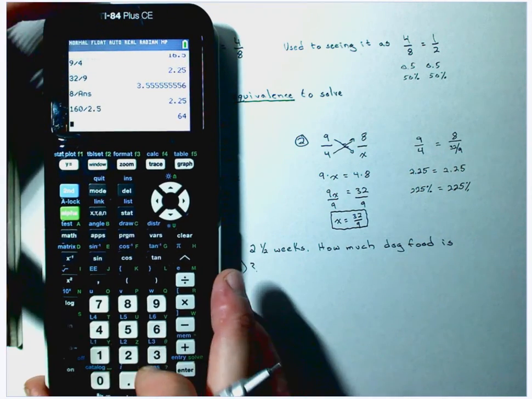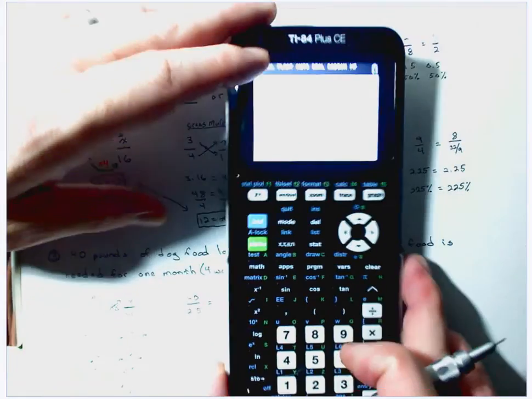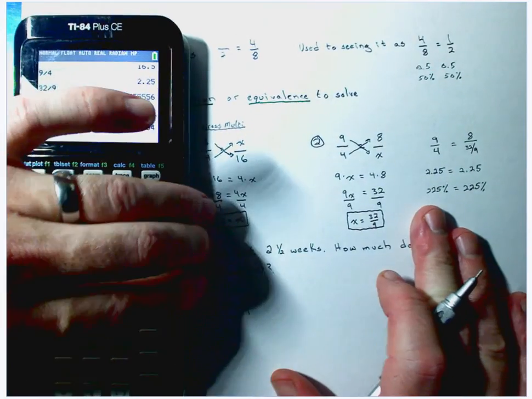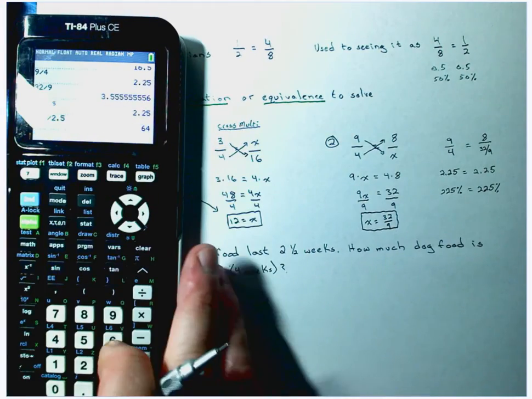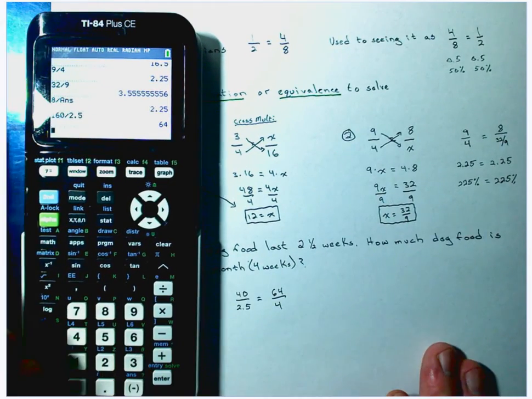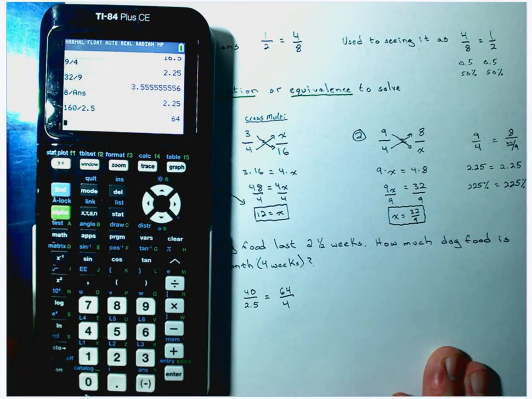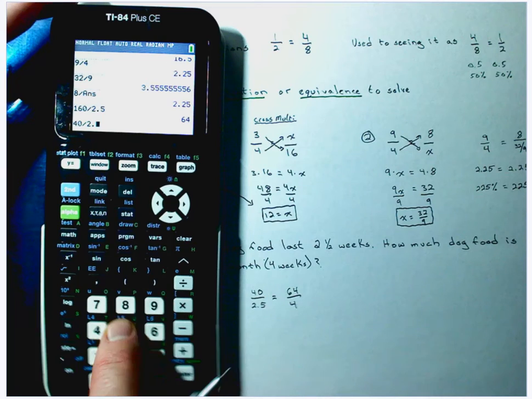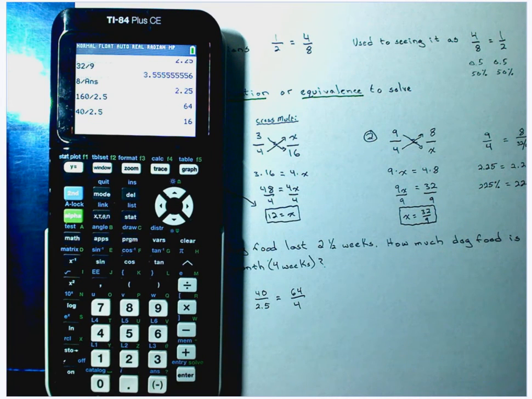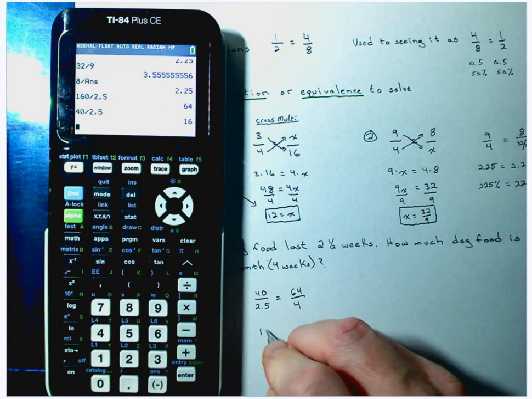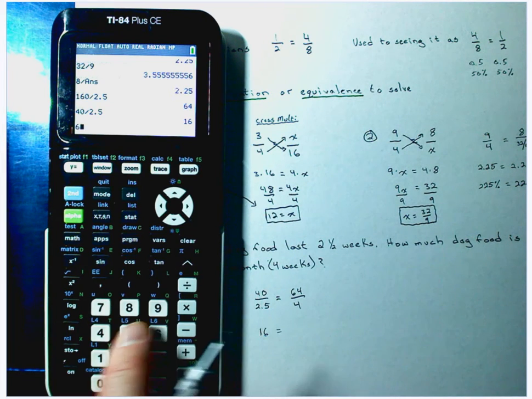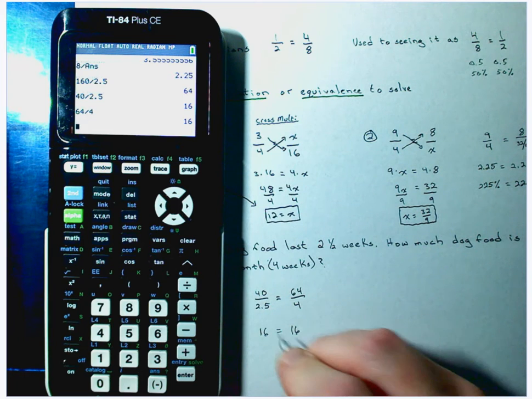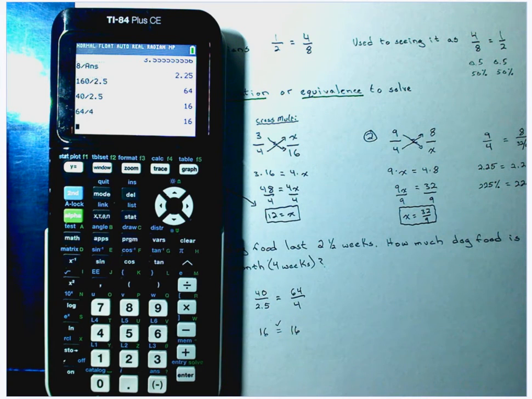Okay, so again, slide this over more so y'all have the stuff there. There we go. I have 40 divided by 2.5. That equals 16. And 64 divided by 4 equals 16. Yes? Excellent.